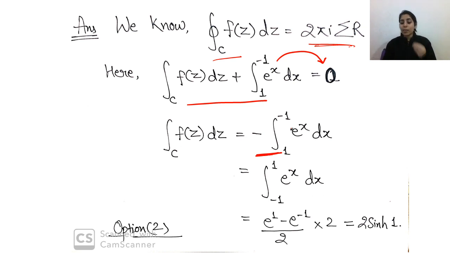Yes, Arun, why do we not write -1 to 1? I will talk about it once more. Clear? I will let you know why you can't write -1 to 1.